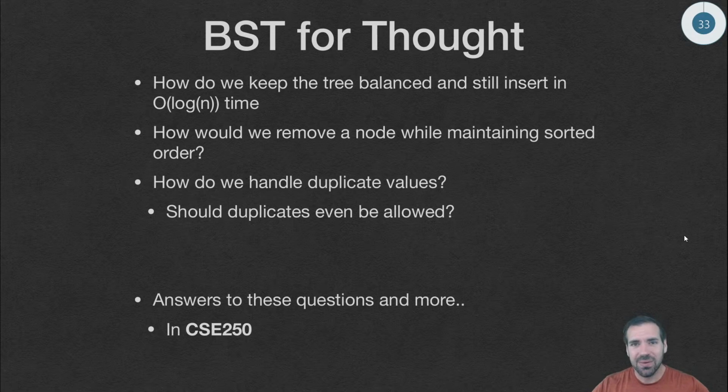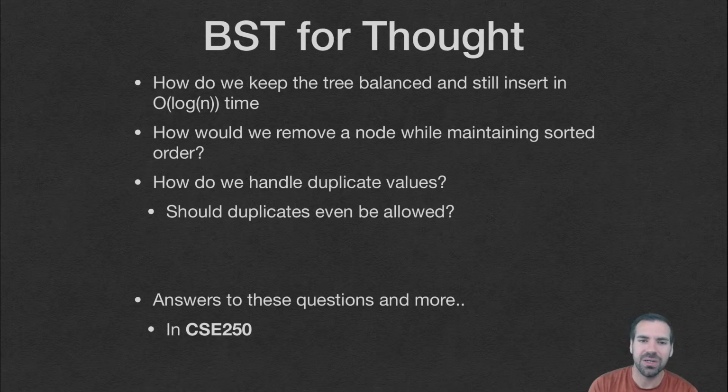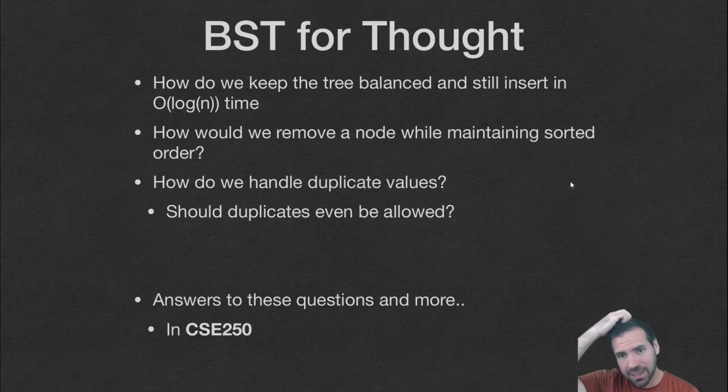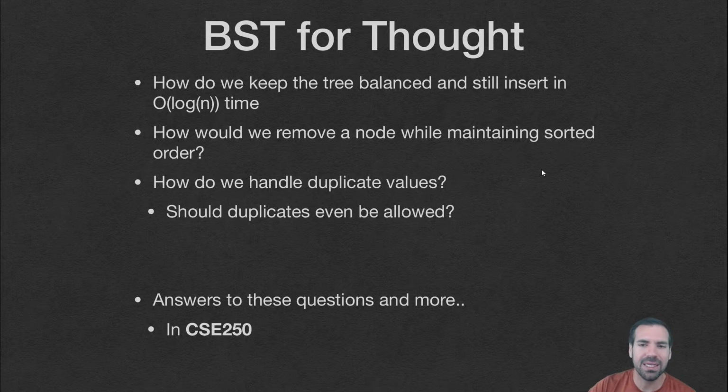So to take care of this, we need to be able to handle these situations where a tree gets unbalanced and still insert, find, and delete, which we don't even attempt in 116. We want to do all 3 of those operations in log n time. How do we do that while maintaining the property of a BST and maintaining sorted order? How do we keep the tree balanced? These are some great questions that'll be answered in CSE 250 when you talk about AVL trees and red-black trees. Those are the ones you'll learn there.